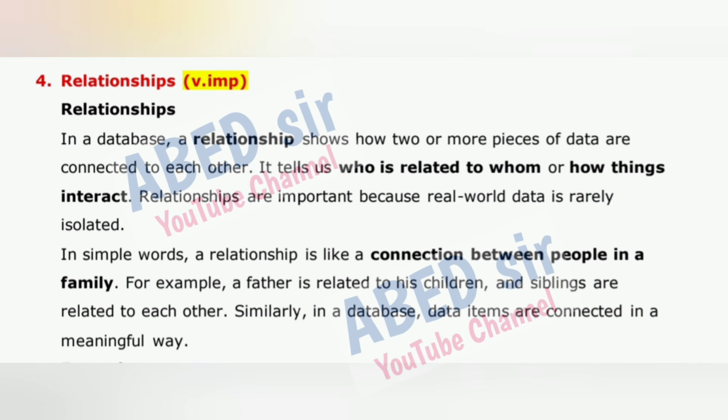Relationships. In a database, a relationship shows how two or more pieces of data are connected to each other. It tells us who is related to whom or how things interact. Relationships are important because real-world data is rarely isolated. In simple words, a relationship is like a connection between people in a family. For example, a father is related to his children, and siblings are related to each other. Similarly, in a database, data items are connected in a meaningful way.